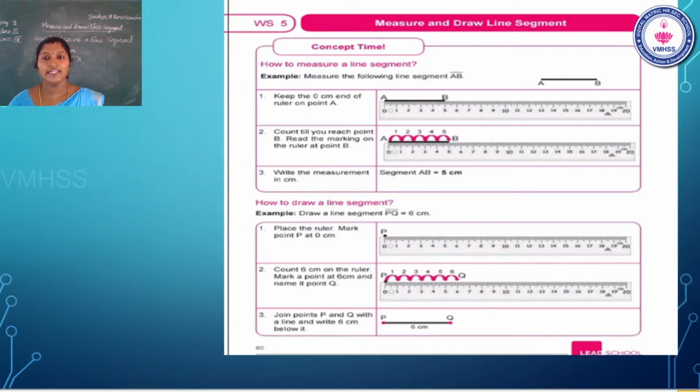Okay, ma? Do you understand? So, what is the next topic? Students, what is the next topic? How to draw a line segment. Okay. So, first topic is how to measure a line segment. So, next one is how to draw a line segment.